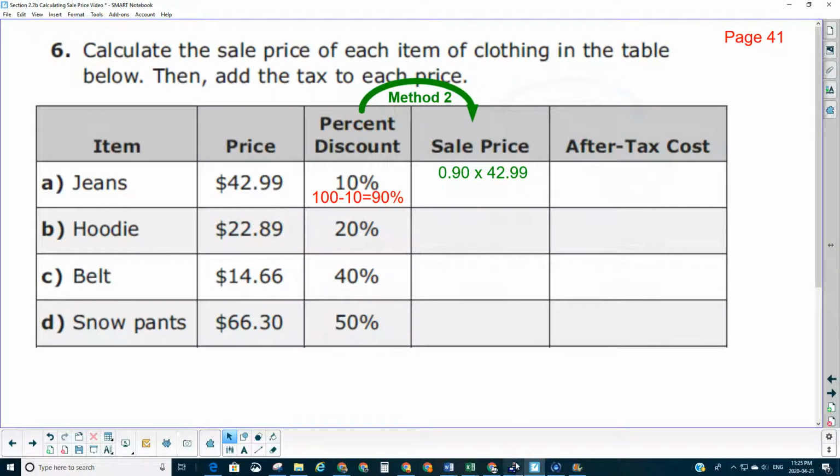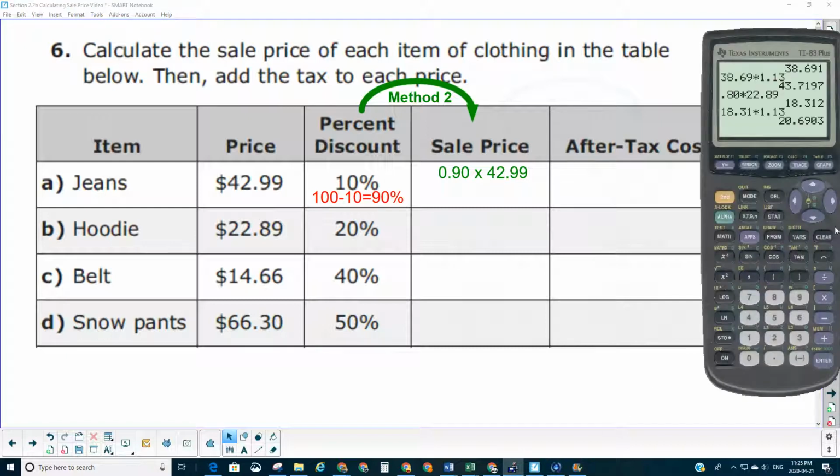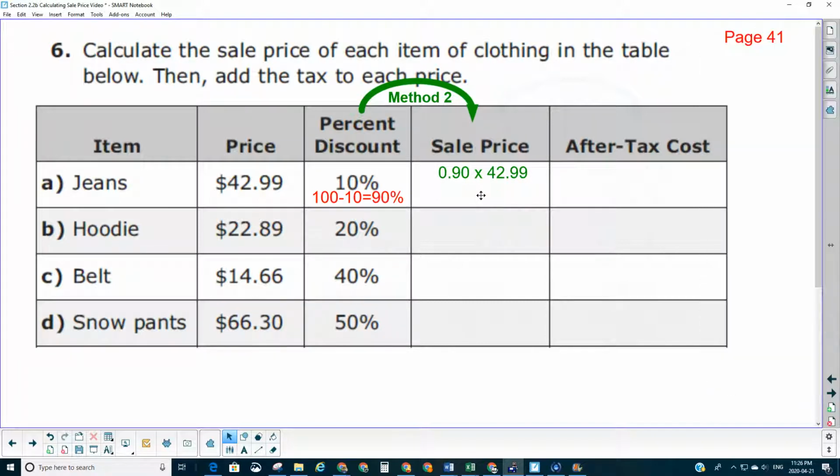42.99. So let's go to the calculator, and we're going to type in 0.90 times 42.99. And we will get a price of 38.691. Well, of course, we need to round all money to 2 decimal places. So the 1 is less than 5, so that means that the 9 stays as is. So it's $38.69. So that's the sale price of this item.